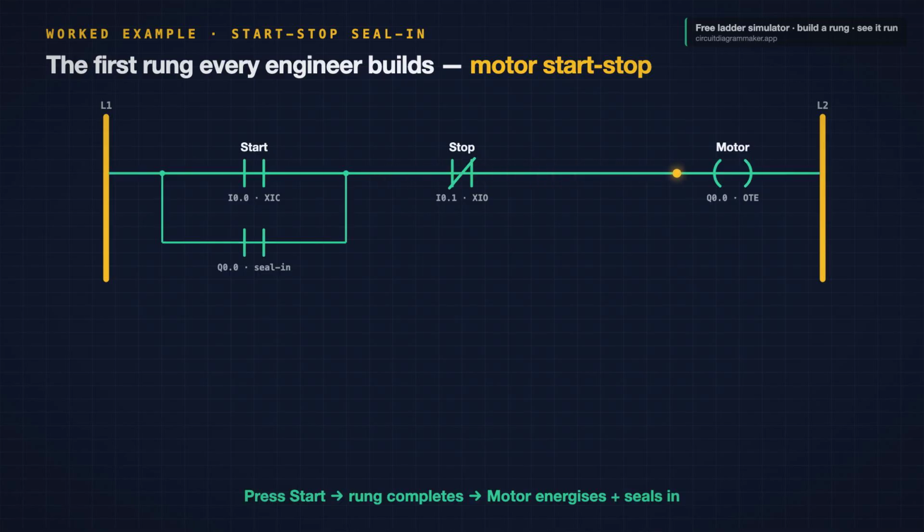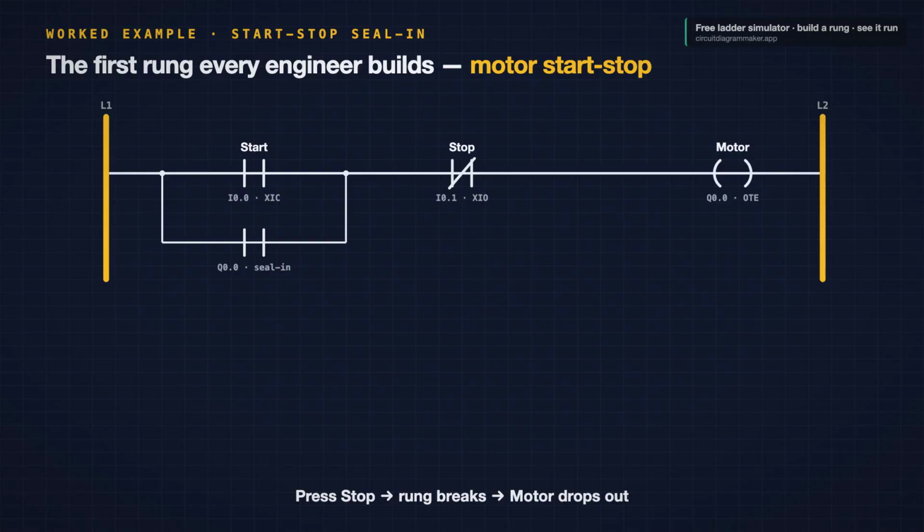And stop? It is normally closed, so it is passing power the whole time. Press it and it opens, the rung breaks, the coil drops out, the seal-in contact springs open, and the motor stays off until someone presses start again. 3 symbols, 1 branch: start, stop, and seal-in. That single rung is the backbone of nearly every motor control program.